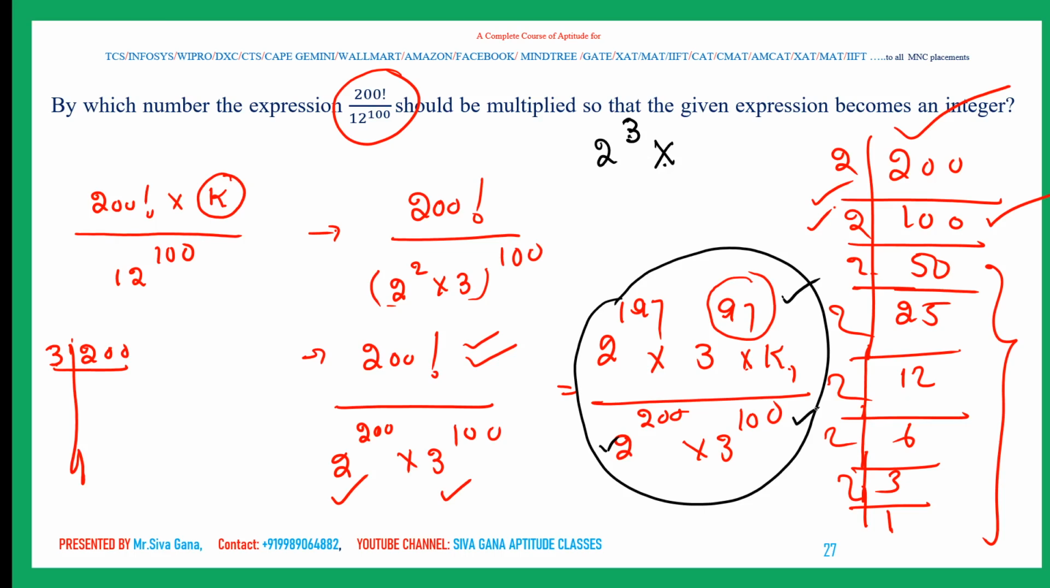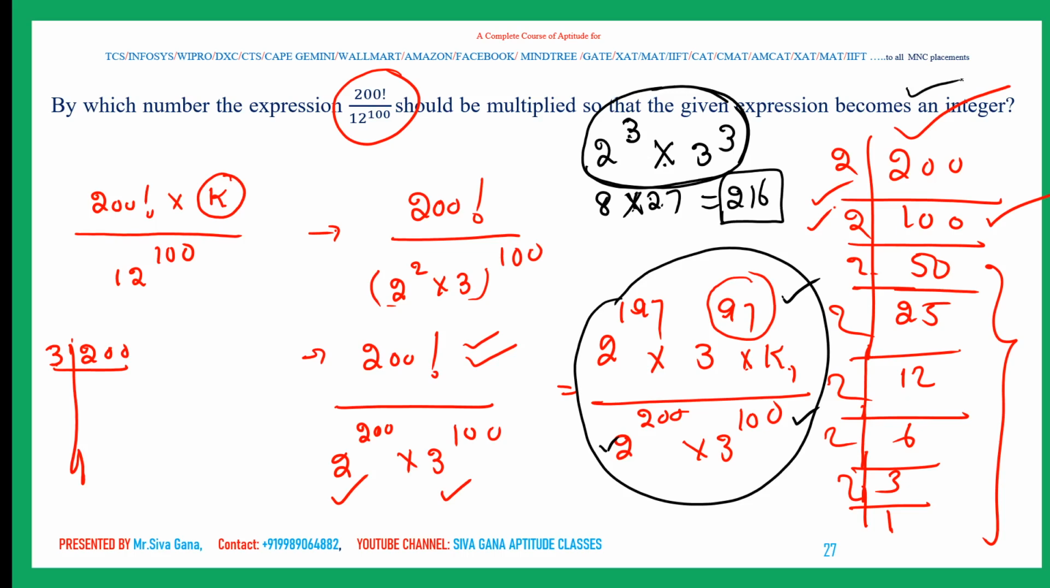Denominator 3 power 100. So this is also deficit by 3 powers. That is 3 cube. If you multiply numerator by 2 power 3 into 3 power 3, then it is perfectly divisible. 2 power 3 is nothing but 8. 3 power 3 is 27. 27 into 8 is nothing but 216, which means we have to multiply numerator by what number? 216, so that it is perfectly divisible, which will yield an integer.